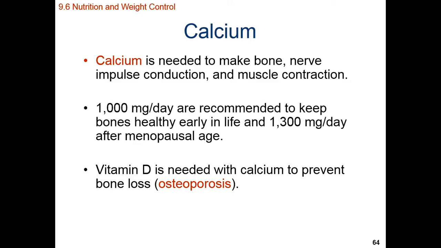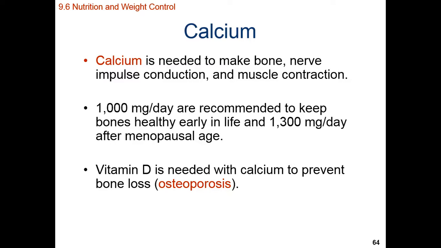Calcium, in particular, is used to make bone, it's used to send nerve impulses, and it's used to contract our muscles. So calcium is a very major mineral. We use it for many important things in our bodies. It's recommended that we get at least 1,000 milligrams per day, or 1 gram per day, of calcium to keep our bones healthy early in life. And post-menopause, it's recommended that you get 1.3 grams, or 1,300 milligrams, of calcium per day.